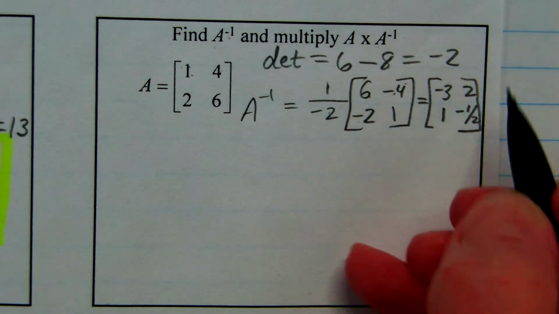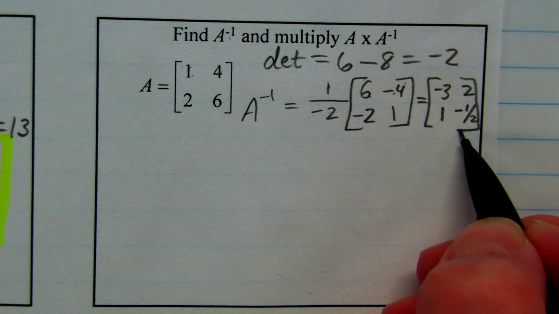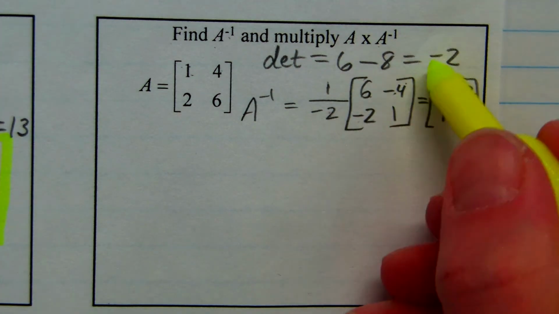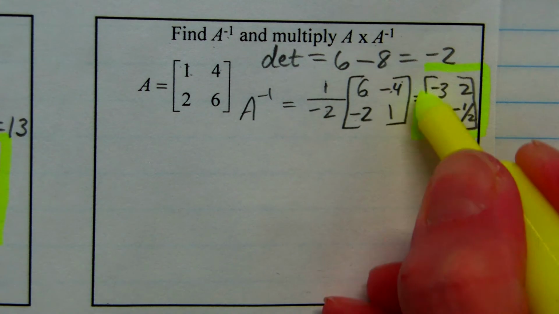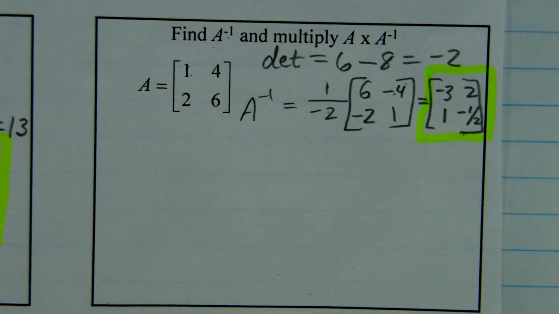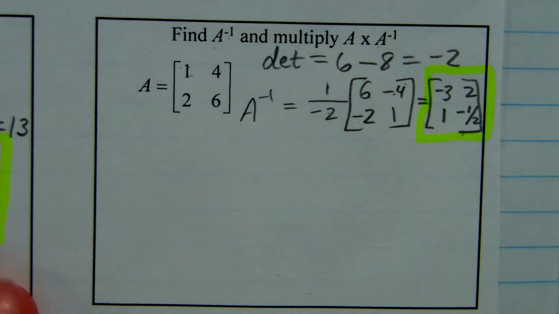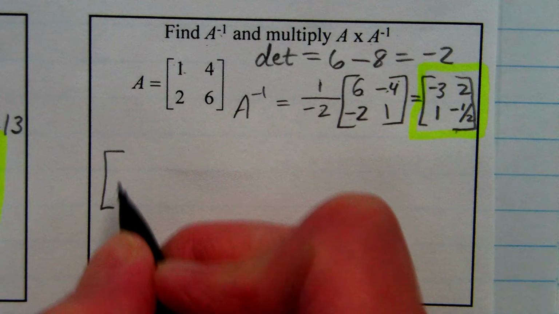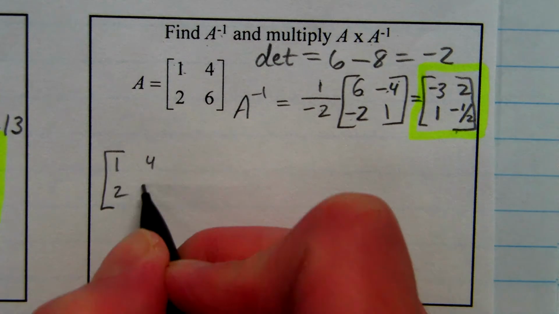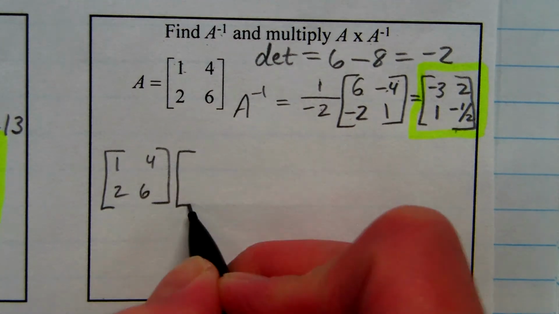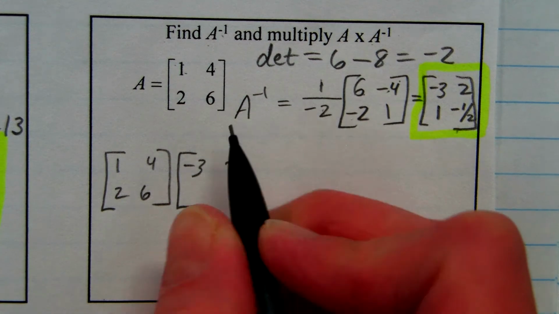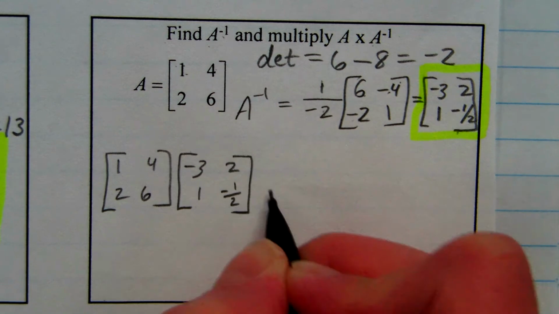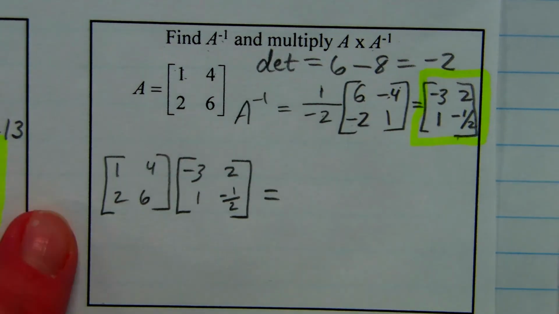So that was the first step. So that's the first answer. So that's A inverse. So I should box that somehow. I'm going to use my highlighter so it stands out. And then they want us to multiply these together just to show you what the inverse actually does. So we're going to take the original matrix 1, 4, 2, 6 and multiply it by -3, 2, 1, -1/2. So we get to practice our multiplying skills.